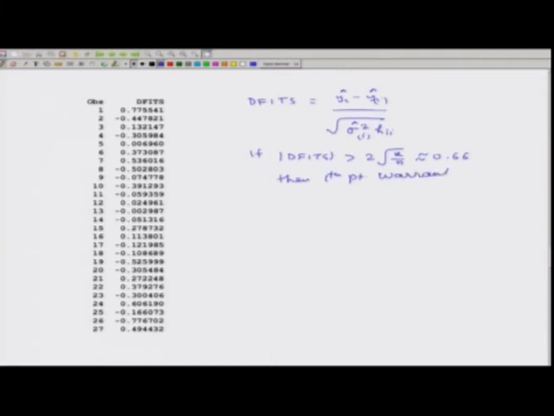Here it is giving us the value of the DFITS statistic, and you may recall that we had defined the DFITS statistic as yi minus yi hat based on deleted residuals, divided by sigma i square hat based on deleted residuals times hii. And we had concluded that if the absolute value of DFITS is greater than twice the square root of k by n, which in our case comes out to be 0.66, then the ith point warrants attention.